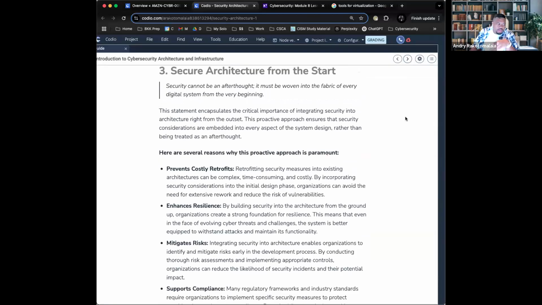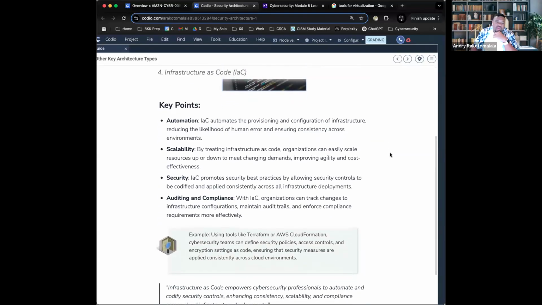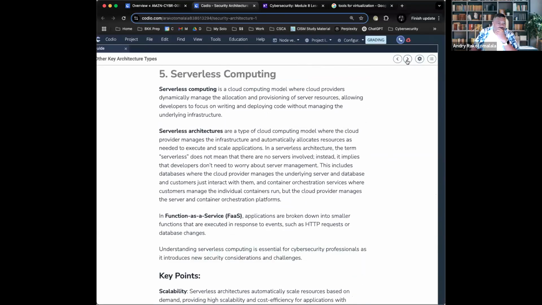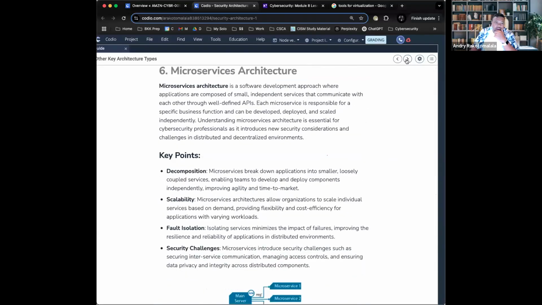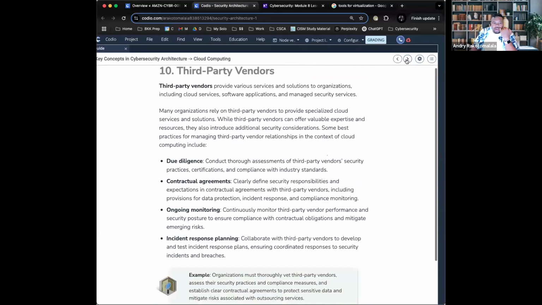Why do we need this? Because we need to make sure that we have the right security measures, the right controls to lower the likelihood of an incident taking place. We also talked about infrastructure as code. This is security by design, making sure that we are able to push out automated updates and automated patching or configurations as needed. We talked about serverless computing and then microservices as well as cloud computing. We talked about all of these elements, third-party risk management, in case anybody is interested in that. That's a really good point.